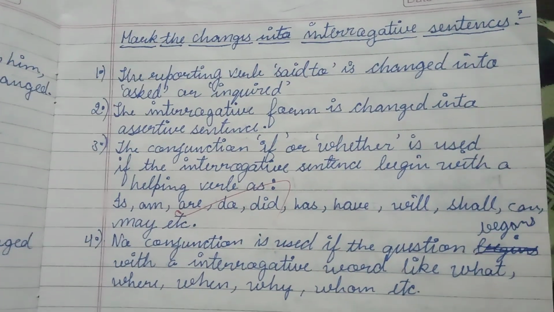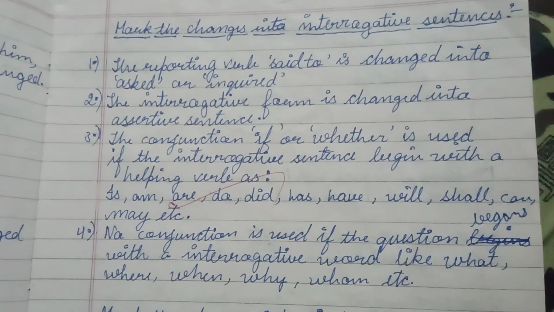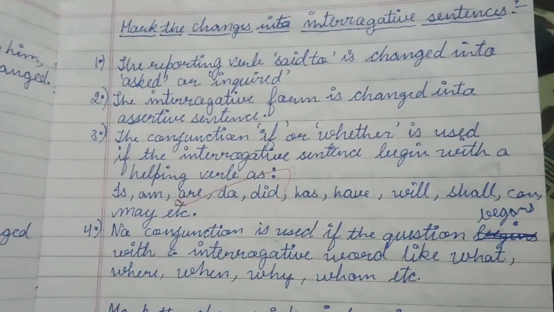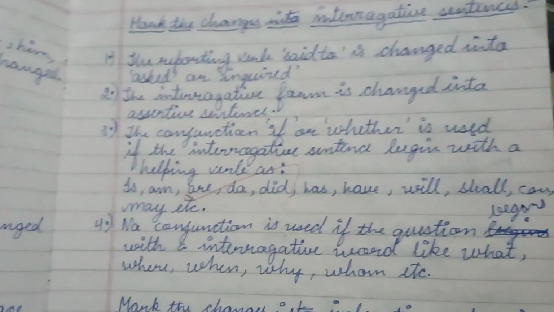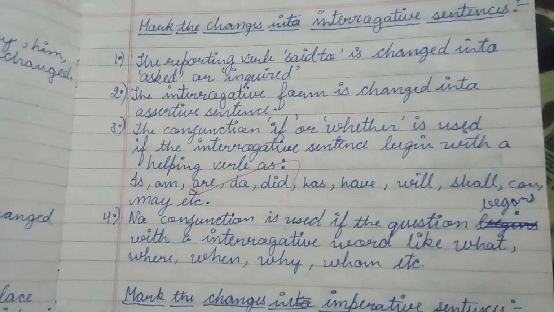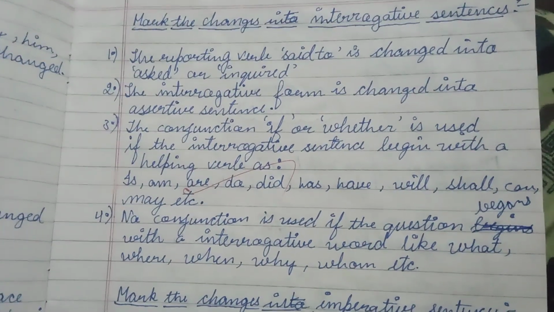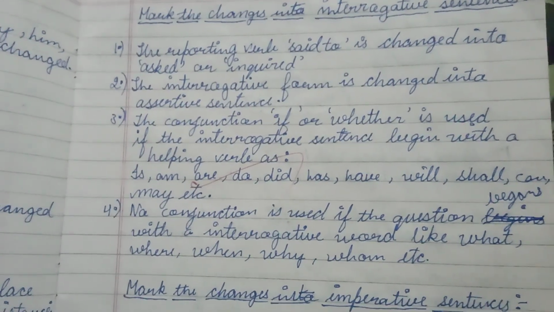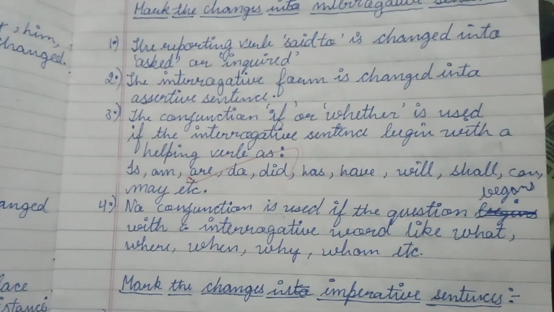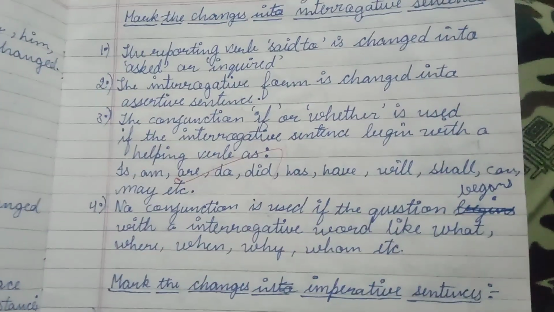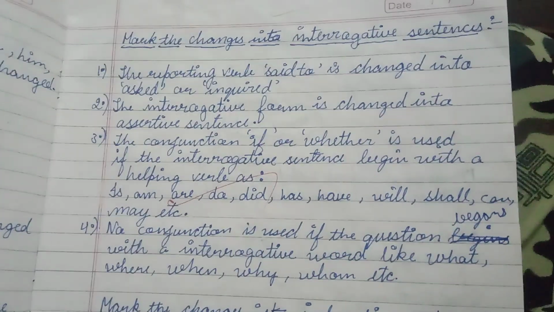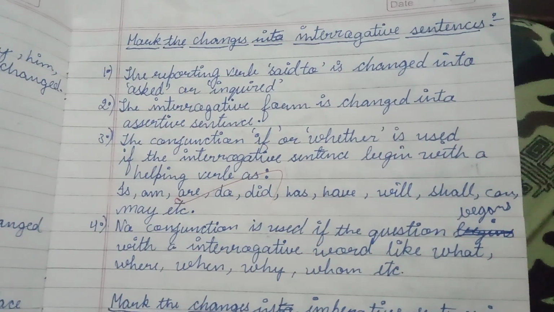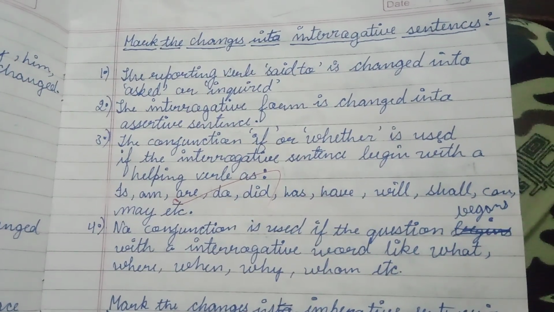There are four changes that we have to primarily mark. The first one is the reporting verb said to is changed into asked or inquired. Now, when we are giving direct speech, we will keep it as said to somebody, inverted commas begin. But when we make it into indirect, we will not change it to told here because it is interrogative, it's a question, it is being asked. So here we will change it to asked or inquired.